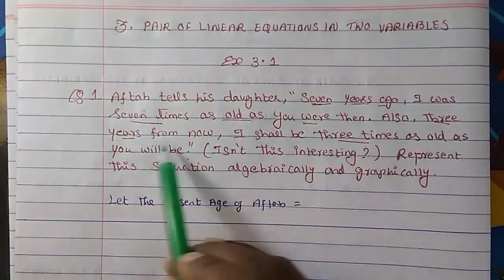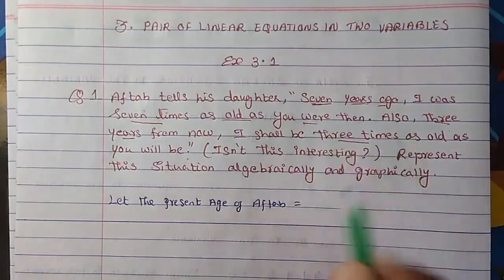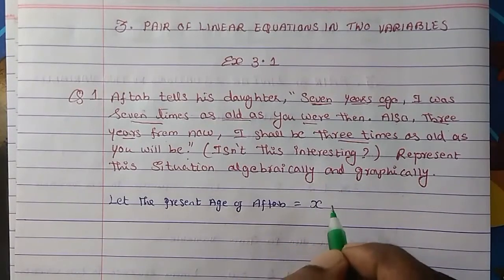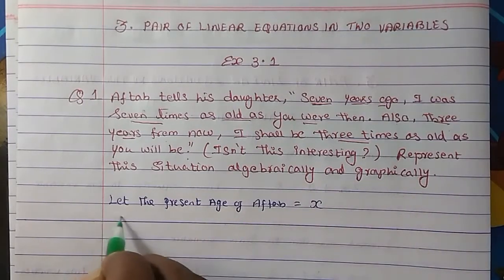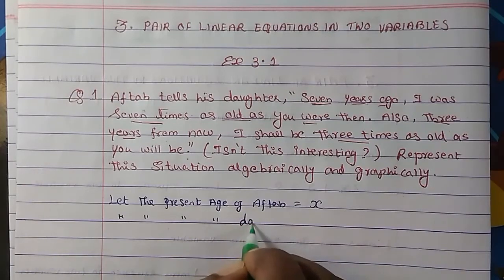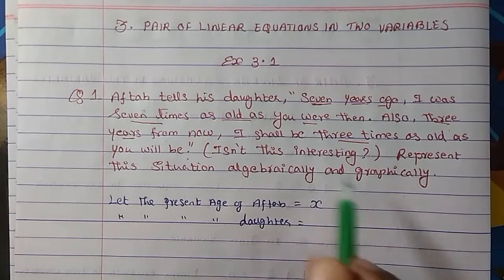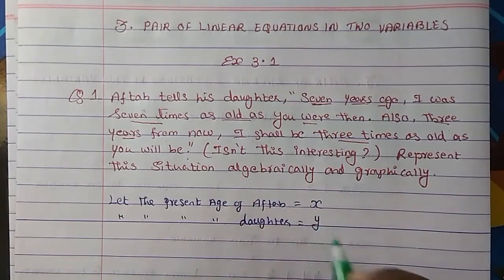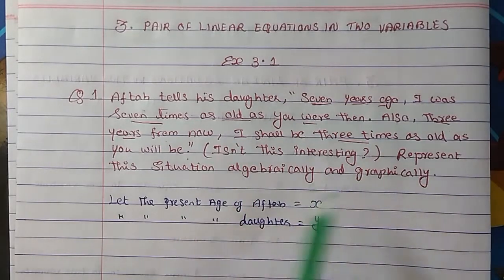and then he says 3 years from now. So we don't know what is the present age. So we will keep it as X. Then let the present age of his daughter. So daughter also we don't know. So we'll keep it as Y. So always whenever the age comes, write present age. Okay, X and Y we have written.